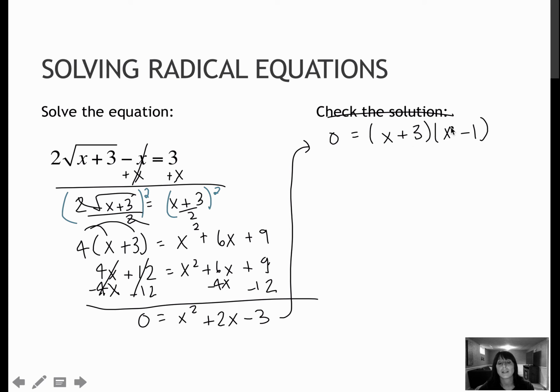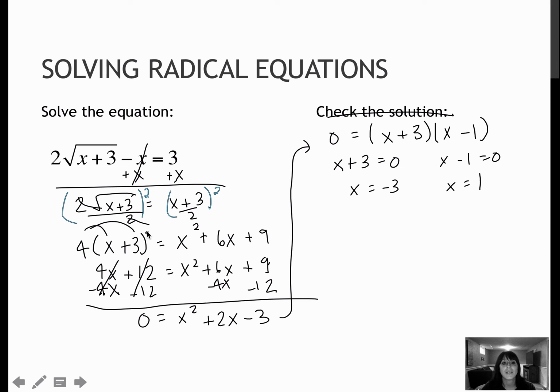That would be minus 1x and plus 3x, which is plus 2, and those multiply to negative 3. Finding my solutions, I would set each of those equal to 0. So x plus 3 equals 0 gives me negative 3. X minus 1 equals 0 gives me positive 1.